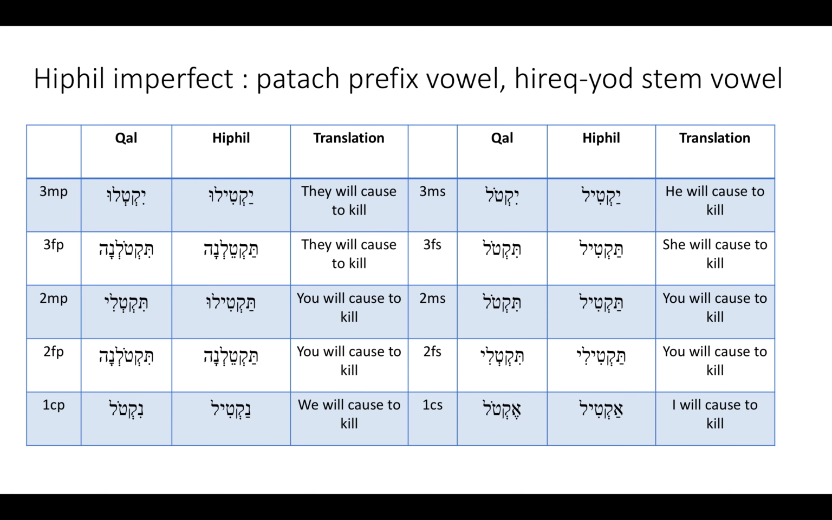So all of these forms have the typical prefixes of the imperfect form, and then they have that patah vowel under the prefixes as a diagnostic feature. And then we have the hireq yod stem vowel in most of these forms, except for the third feminine plural and second feminine plural forms, which have a tsere stem vowel instead. So as an imperfect translation with the causative sense, we have he will cause to kill for the third masculine singular, for example.